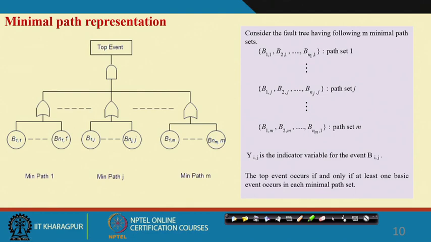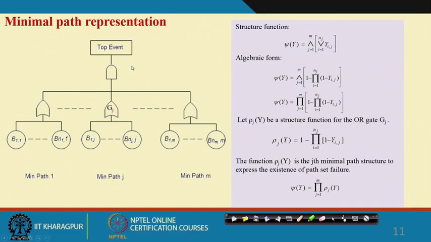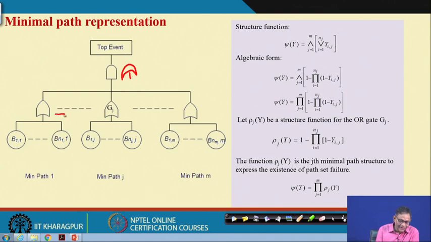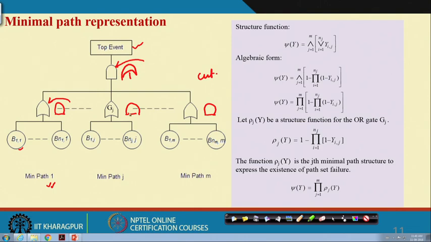So, if you go back and see the minimal path representation in terms of minimal cut sets, you have seen that here we have used this OR gate, and here everywhere we have used AND gates. This is for the cut set representation. But these are all failure events, and this is also a failure event. In the path representation, we keep these failure events and the top failure event intact. In order to go for path representation, this OR gate is converted into an AND gate and the AND gates are converted into OR gates. That is basically the path representation.